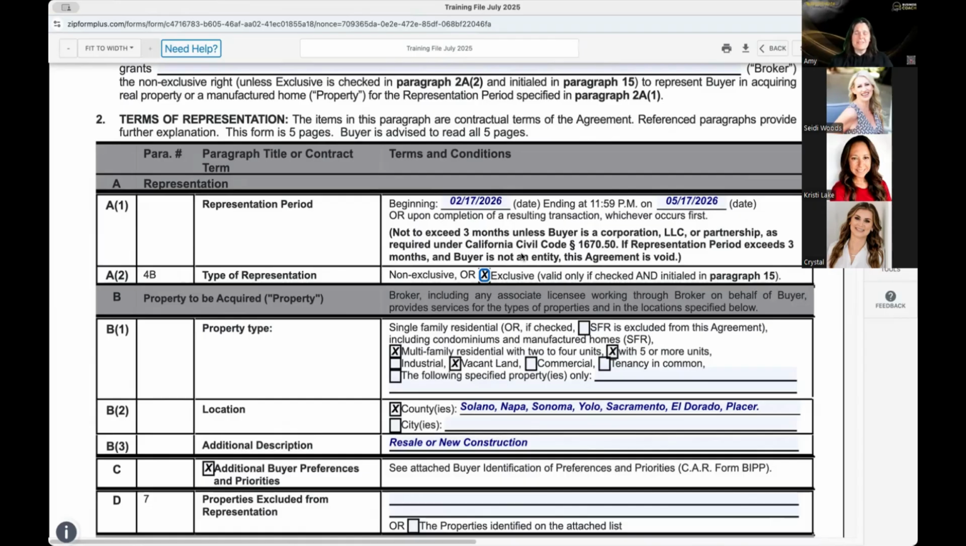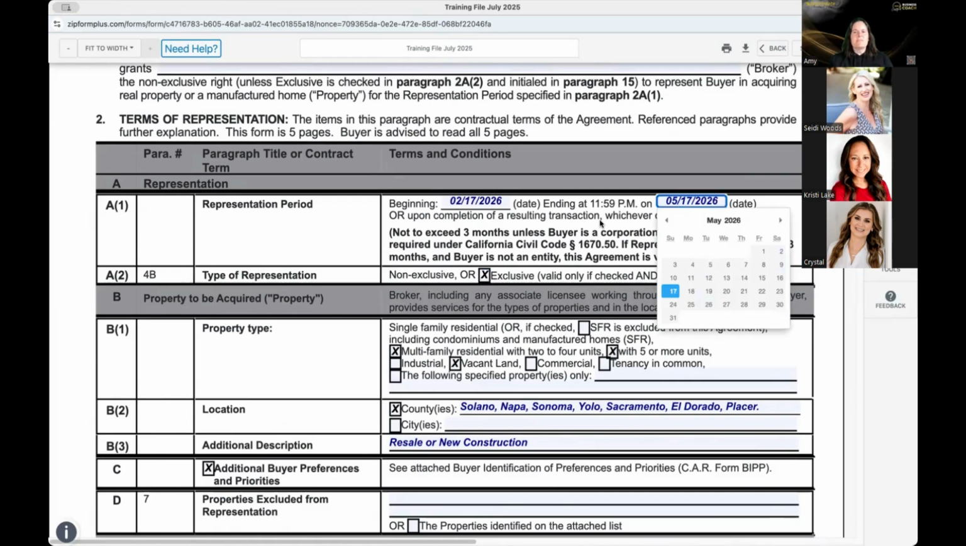Same idea here as our listing agreements as well. Representation period, keep in mind, it's 3 months. It's not 90 days. Okay. So you might be doing a short-term one, like, hey, just for this next week, because we're just getting to know these buyers and they're not comfortable with the 3-month period. But the max you can do is 3 months.